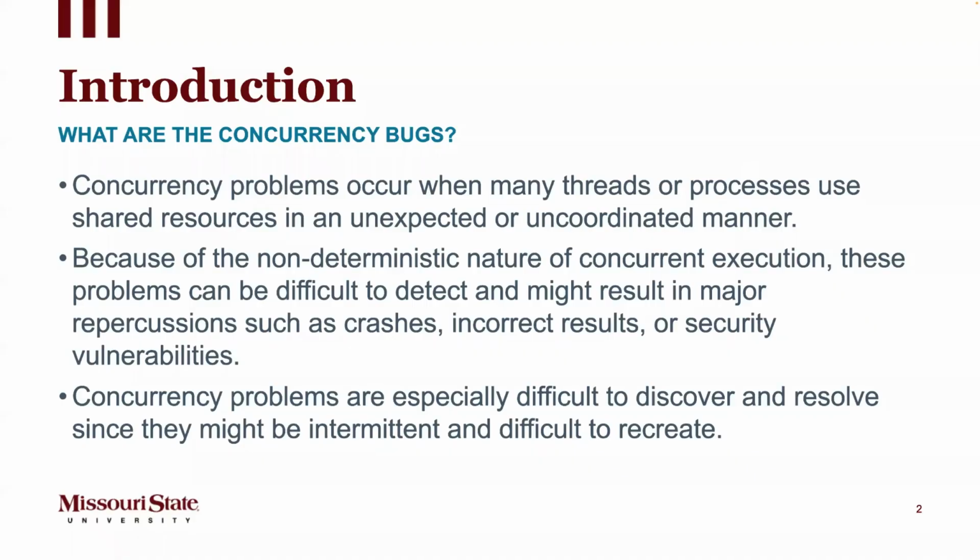Starting with the introduction, what are concurrency bugs? When many threads access shared resources in an unanticipated way, it is known as a concurrency problem. A series of effects like crashes, inaccurate results, or security flaws may come from these defects. Due to concurrent execution's non-deterministic nature, finding concurrency problems can be difficult. And due to their potential to conceal concurrency-related mistakes, traditional testing techniques may not be useful in finding concurrency bugs.